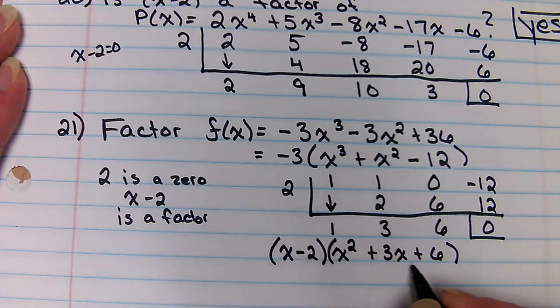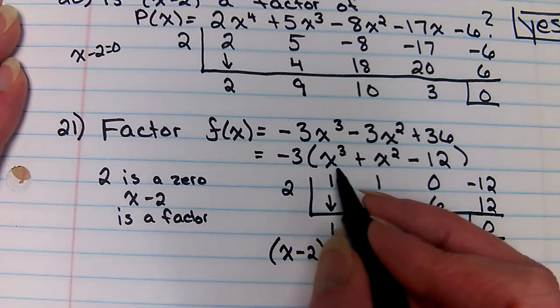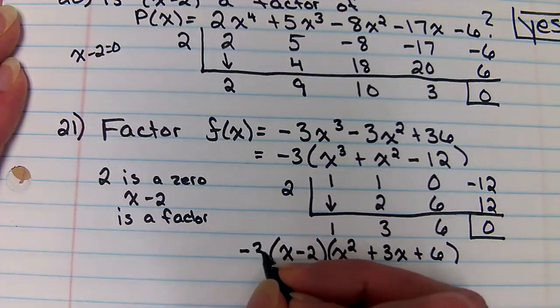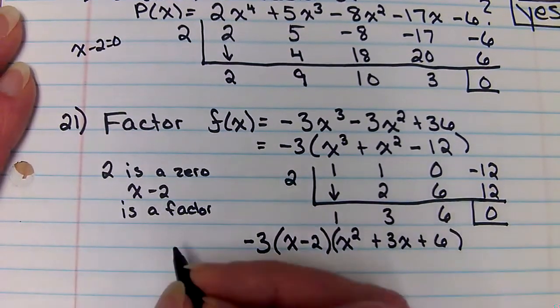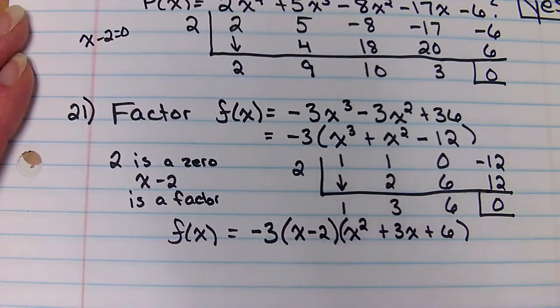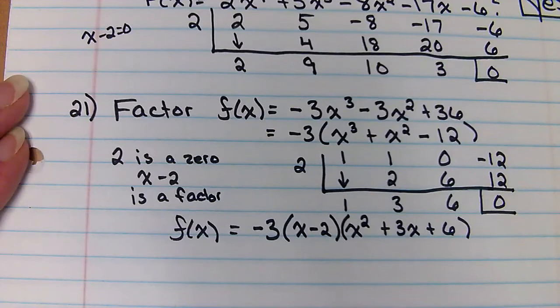X minus 2 times x squared plus 3x plus 6 gives me x cubed plus x squared minus 12. Now, in the original problem, there was the negative 3 still out front, so that has to stay. Now, since it didn't ask me to solve, I have to stop.